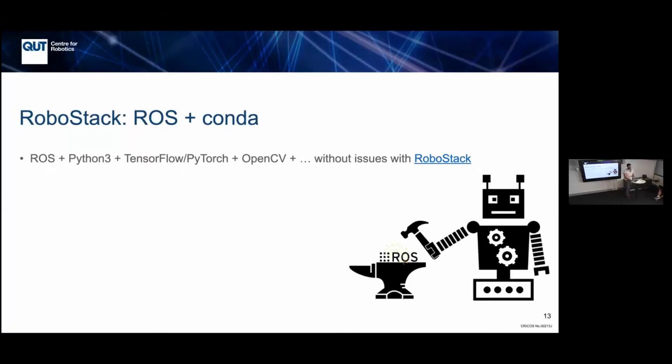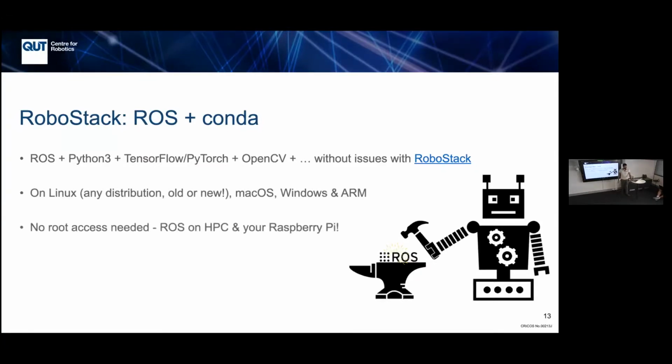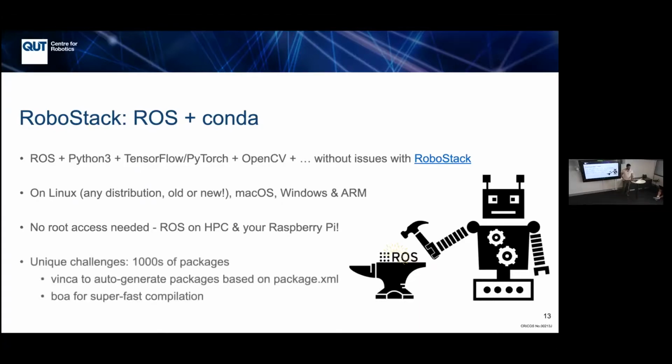You just do mamba install ROS Noetic desktop, and that's it. And PyTorch and whatever you want. It's going to install them all in one environment. It's on Linux, any Linux distribution, macOS, Windows, and ARM. You don't need root access, so you can run ROS on HPC now. Whether that's useful or not is a different question, but you can.